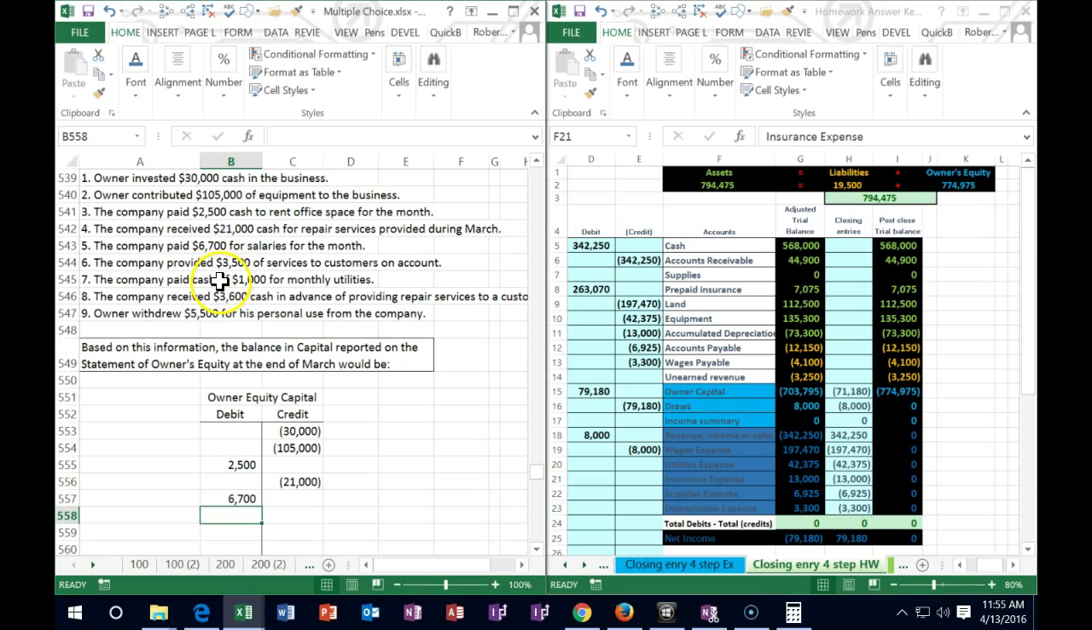Next one says the company provided $3,500 of services to customers on account. So we did work on account. And therefore, we didn't get cash. What we got is accounts receivable. So accounts receivable is going up. It's also an asset. It goes up with a debit.